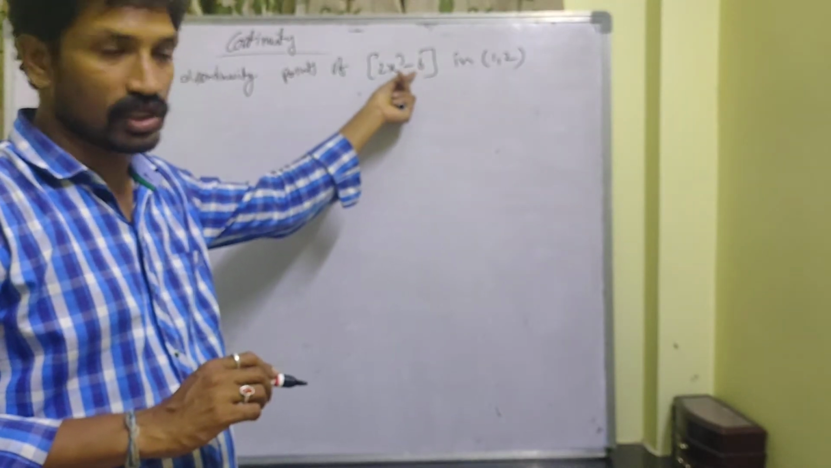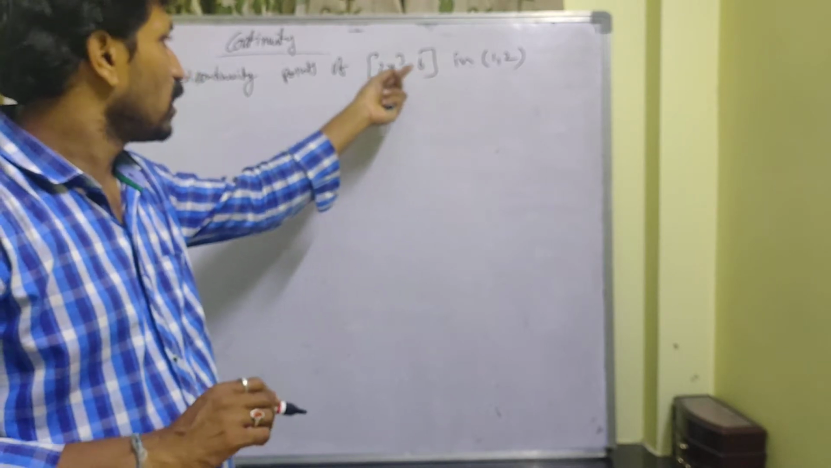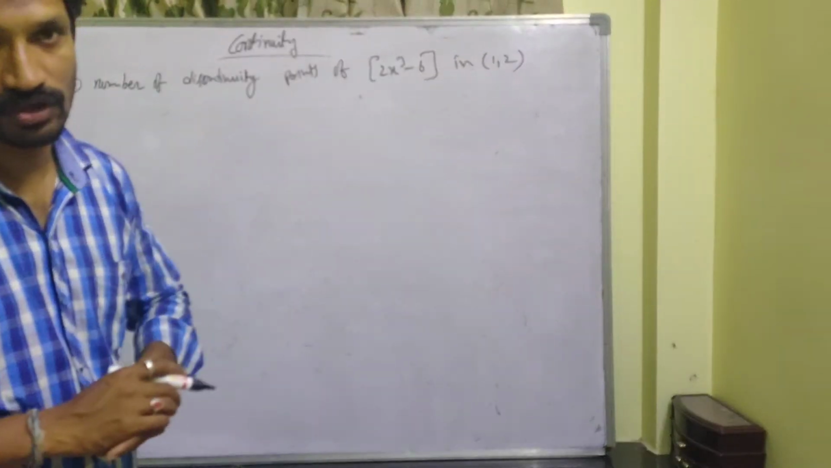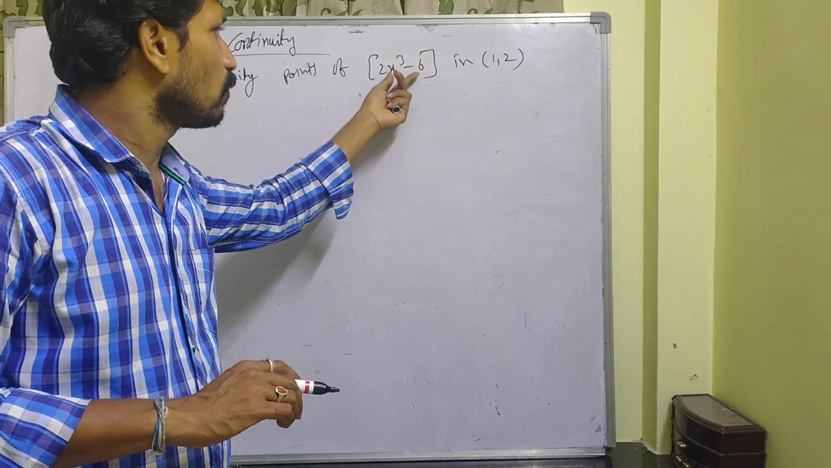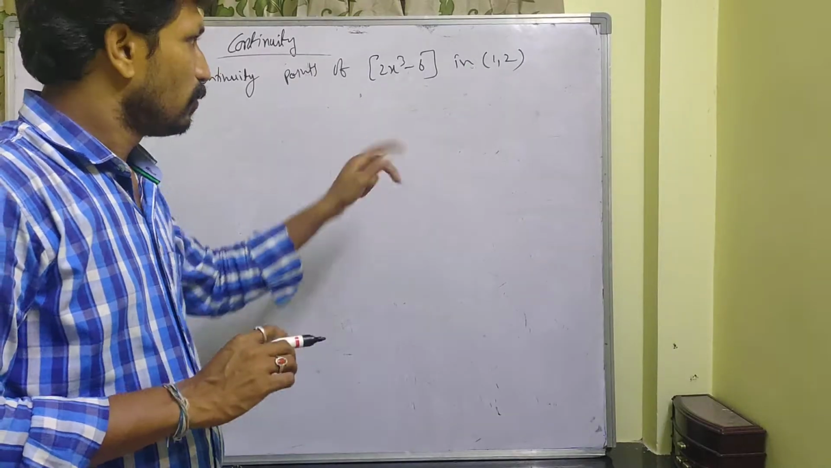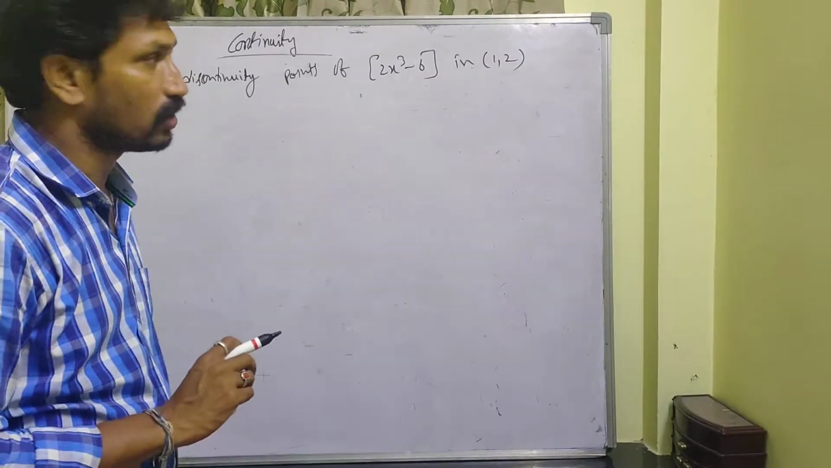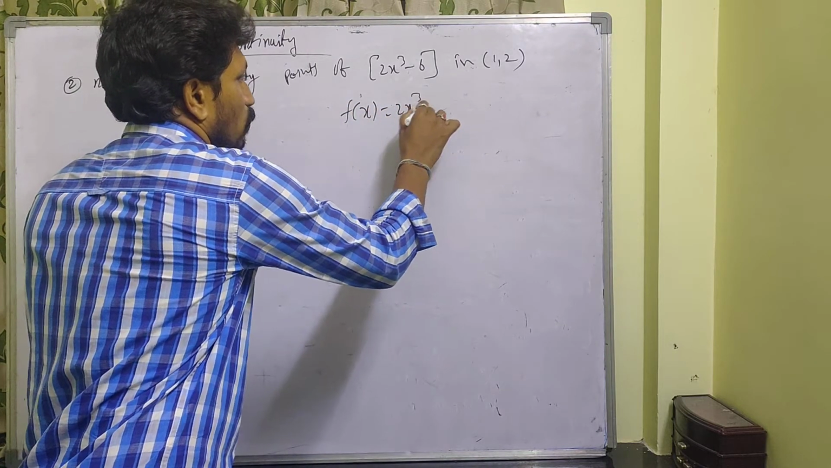When it becomes an integer, for those values of x it is discontinuous. So first of all, we have to find the maximum and minimum values of 2x cube minus 6 between 1 and 2. Okay, how can you find this? Let us take f of x equal to 2x cube minus 6.